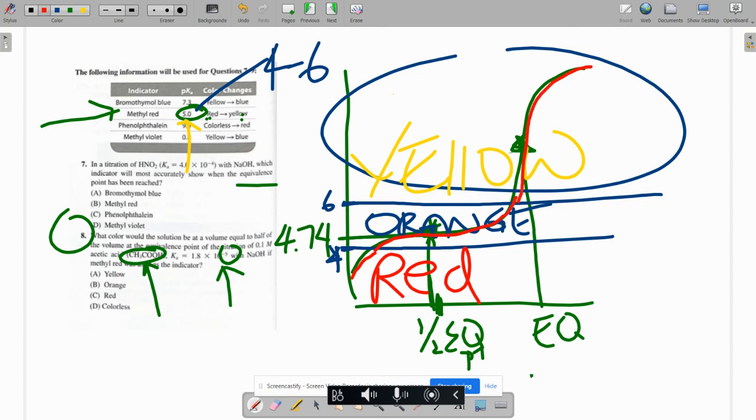So this would not be a good indicator for this titration because it certainly did not indicate the equivalence point, okay? So hopefully that makes sense. It was kind of a unique question. Not a bad question, but just a little different.